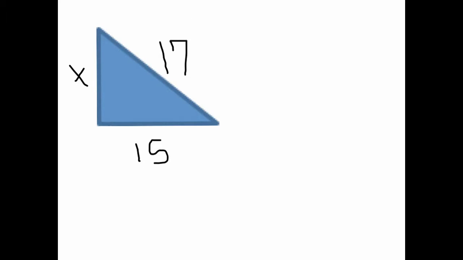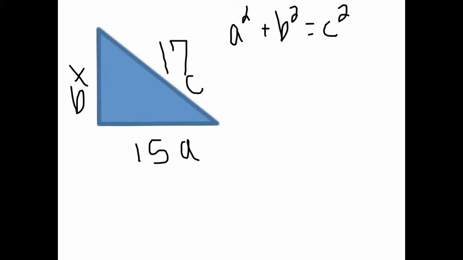Alright, so I have this triangle, and I want to figure out what x is, and I know that x is one of my legs. So I'm going to go ahead and write out our theorem. A squared plus b squared equals c squared. It's kind of catchy, right? I'm going to fill in what I know. This is a, b, c. 15 squared plus b squared, since I don't know what that leg is, equals 17 squared.